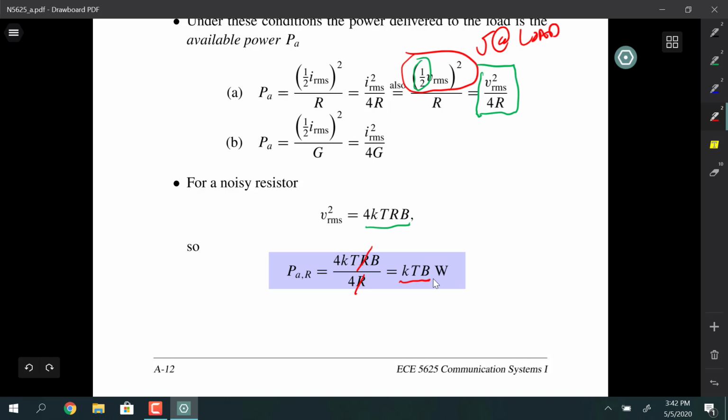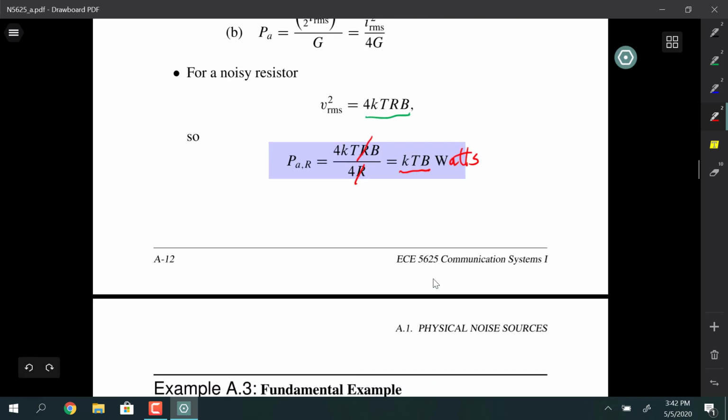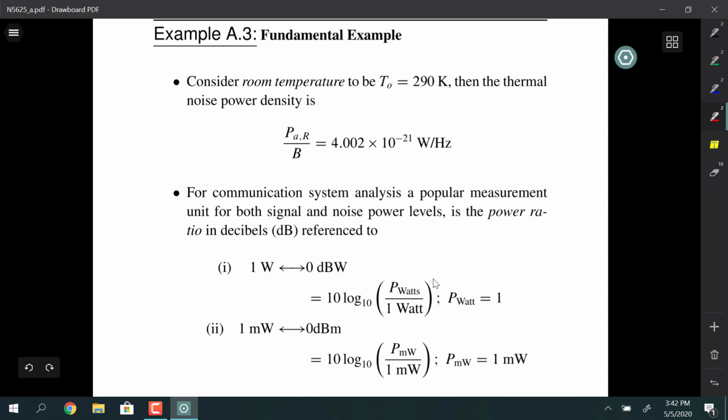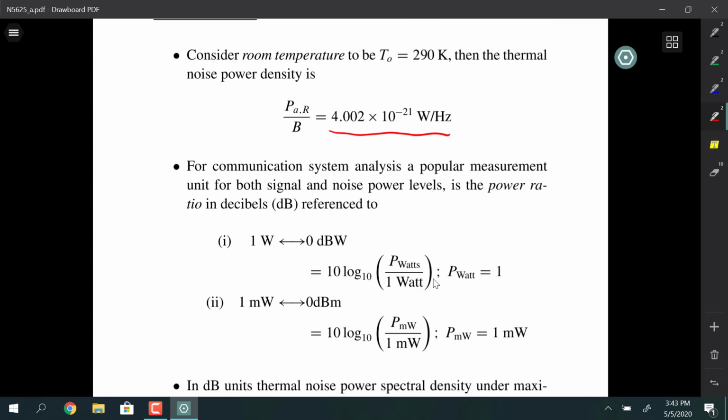So this ends up being our thermal noise calculation. R drops out of the equation, and the W there is for watts. It's sometimes called kTB noise. And if we consider room temperature as being around 290 degrees Kelvin, then we can go through the calculation we just did, and divide through by bandwidth in that expression, and we're going to get a constant k times T naught, which is 4.002 times 10 to the minus 21 watts per hertz.